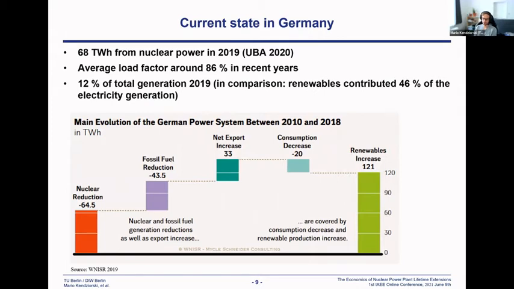So if you ramp up renewables at the same time, this leads to even a fossil fuel reduction. So the key to decarbonize is not necessarily to extend the lifetimes of nuclear power plants, but to increase the share of renewables. The current state in Germany is that still 68 terawatt hours were produced in 2019 from nuclear power. The average load factor was quite high, with 86%, and 12% of the total generation came from nuclear power. In comparison, I think in 2020 new renewables were already above 50%.